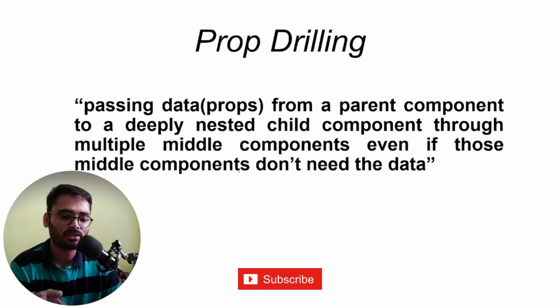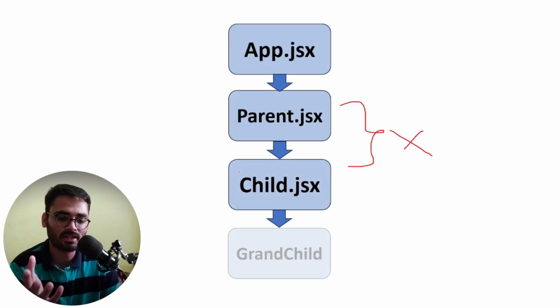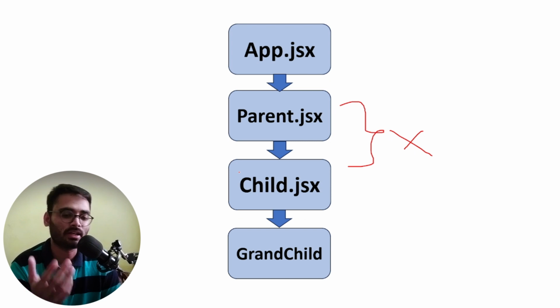Through multiple middle components, even if those middle components don't need the data. Here the middle components, parent and child, don't need the data, but still we are passing the data to them because we need to pass it to the last child component. So this is prop drilling, and let's move to the coding part.